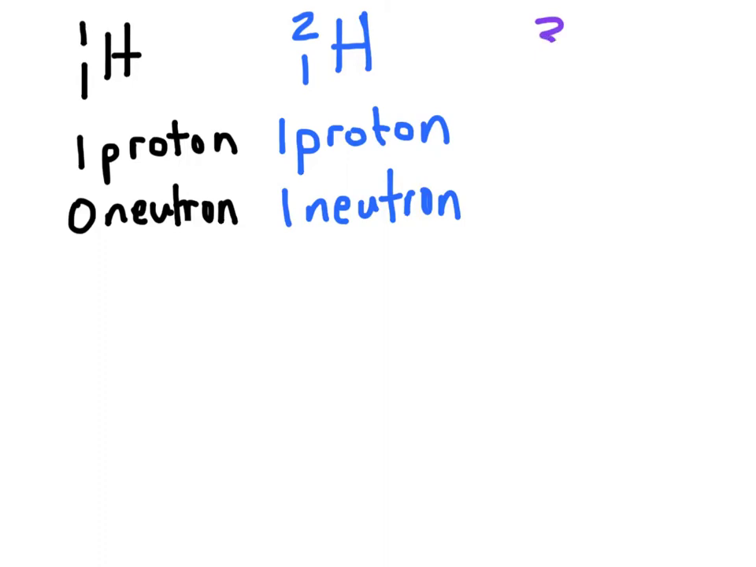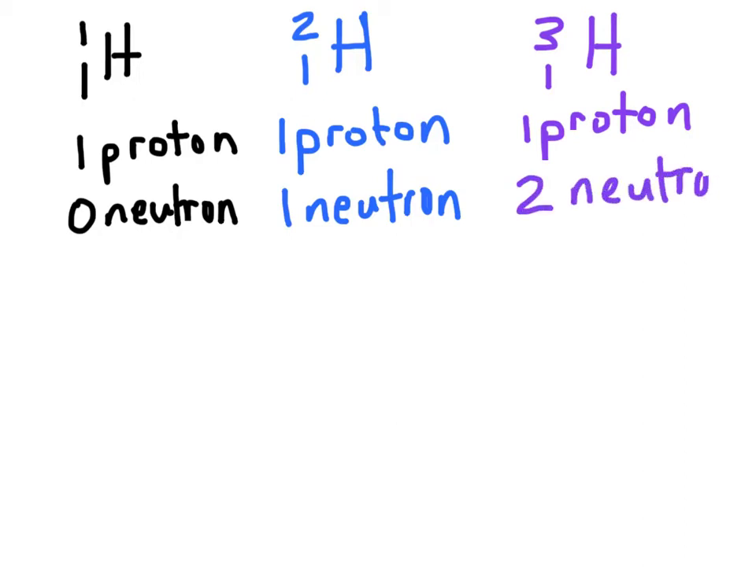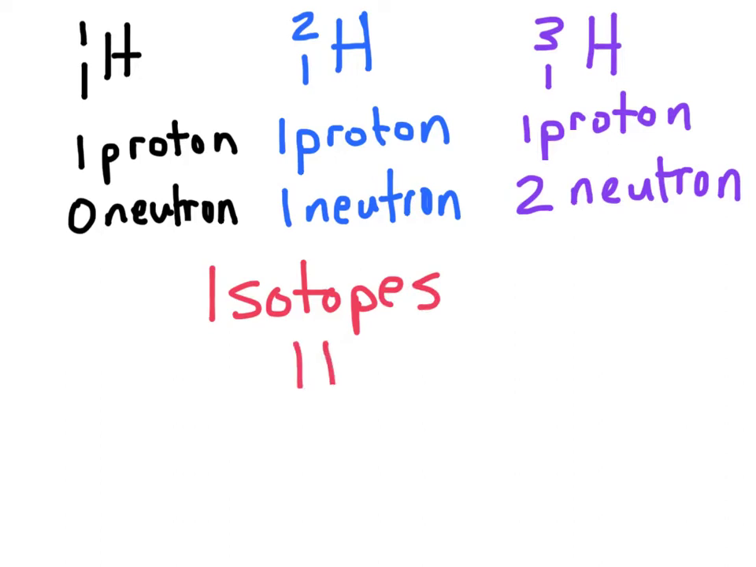If I have 3,1H, then I'm going to have 1 proton still because it's still hydrogen, but 3 minus 1 is 2 neutrons. So here I have 2 neutrons. This one right here is known as tritium. These are all isotopes of hydrogen. Every element has isotopes.